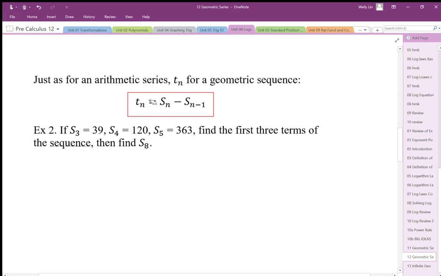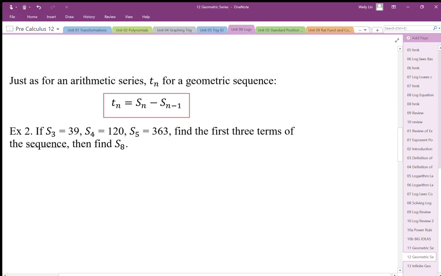I know that the Tn is going to be found from Sn minus S(n-1). The reason is that if I take the sum of n minus 1 terms and I add the next term, I'm going to end up with the sum of all those terms. So this represents the sum of all the Tn's up to before Tn, and I add Tn, I'm going to end up with Sn. So the rearrangement of this formula ends up with that.